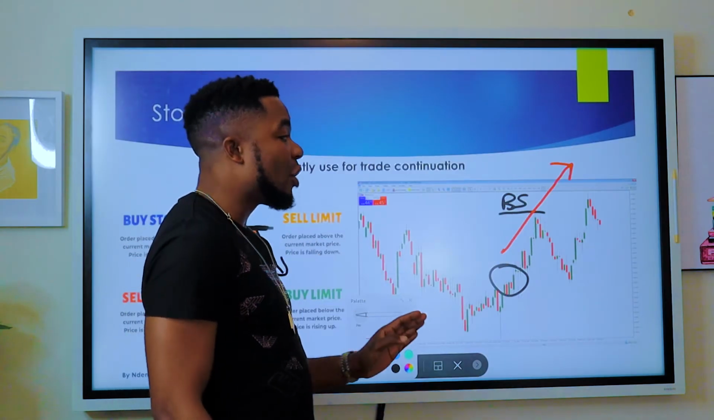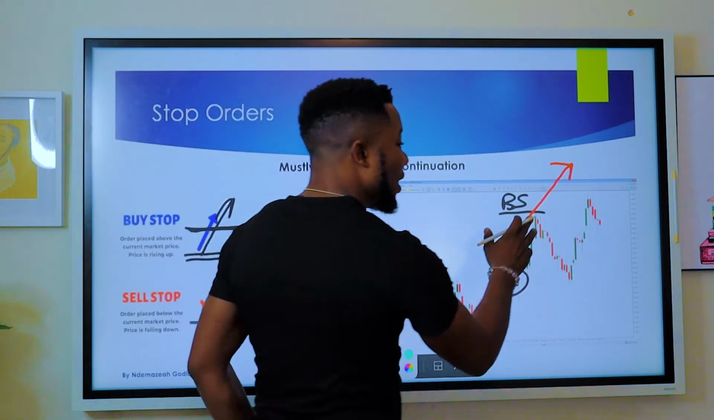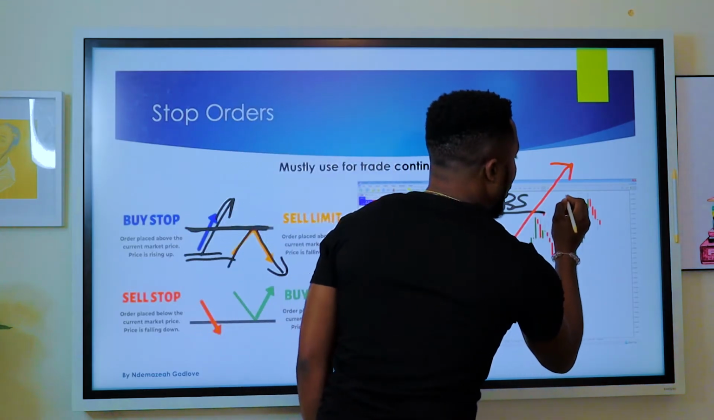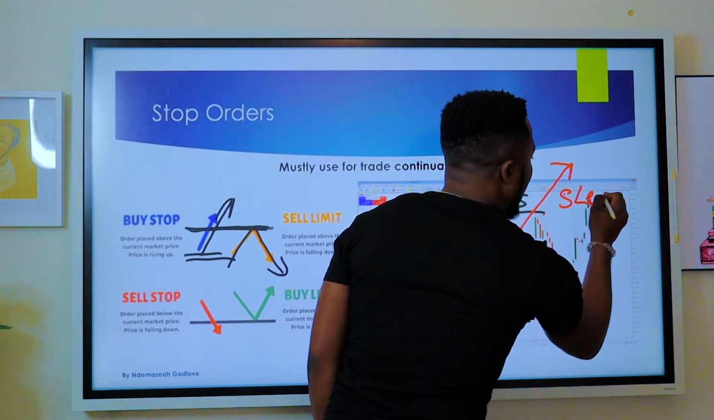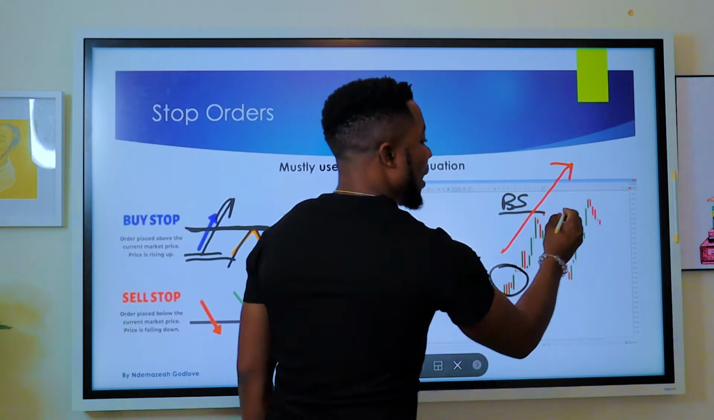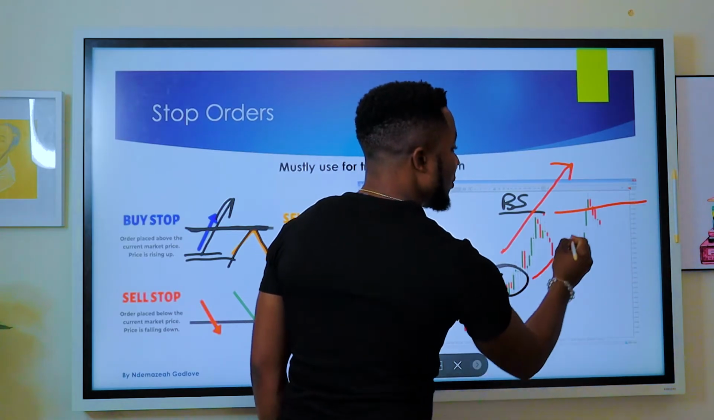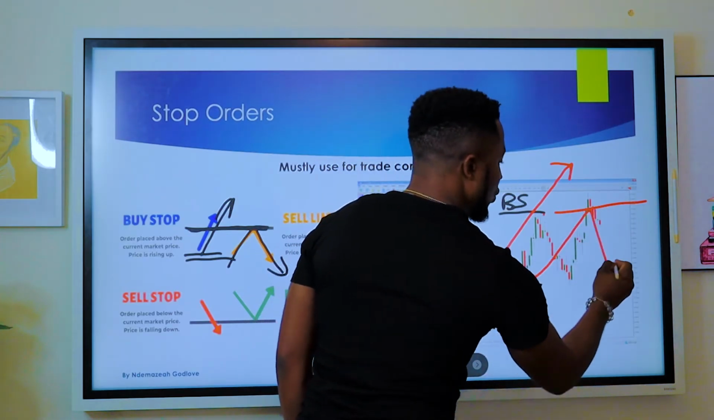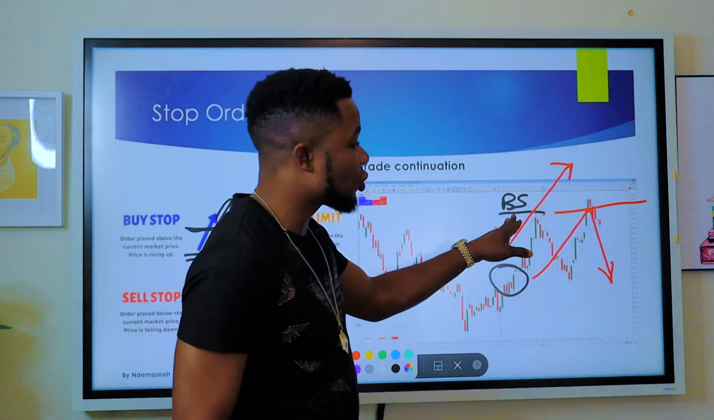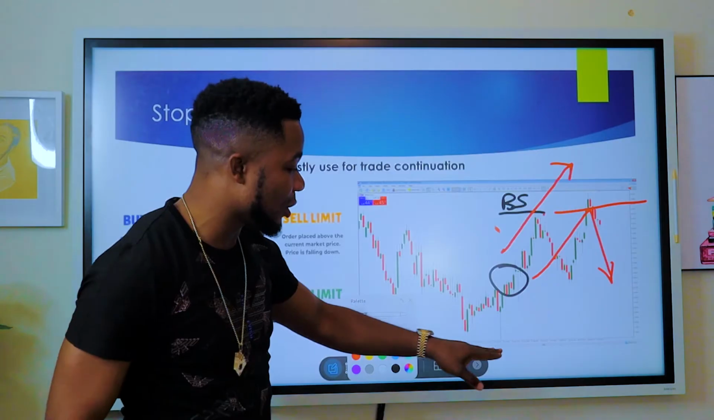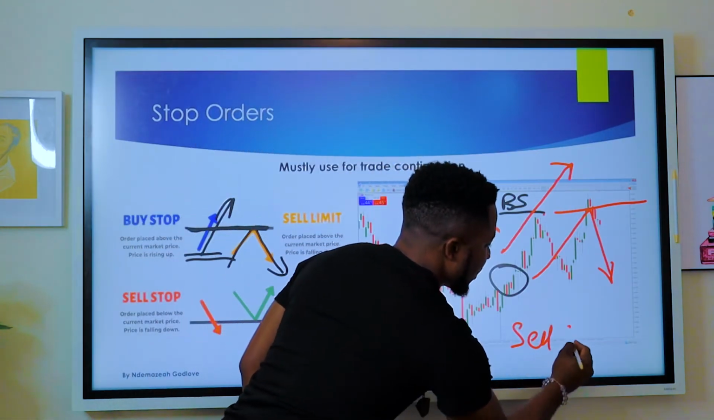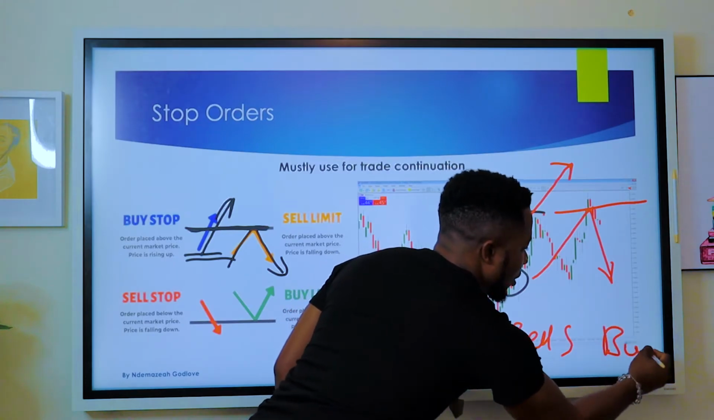But now, if we know very well that the market will instead get to this particular point and go down, what we'll use at this particular point will instead be a sell limit. And for a sell limit, what we are telling the market is, if the market from here keeps going up and gets here, I want the market to sell at that particular level. So buy stop or sell limit. And if it is below the price, you use a sell stop, or you use buy limit.